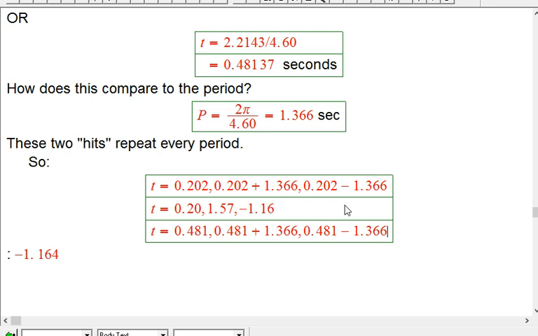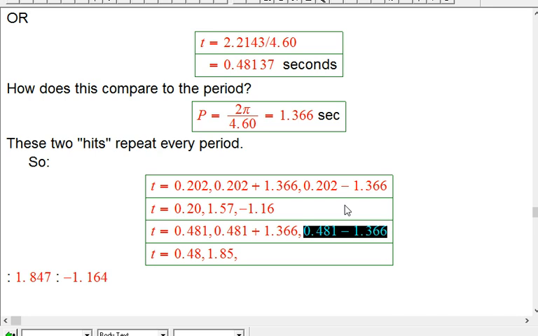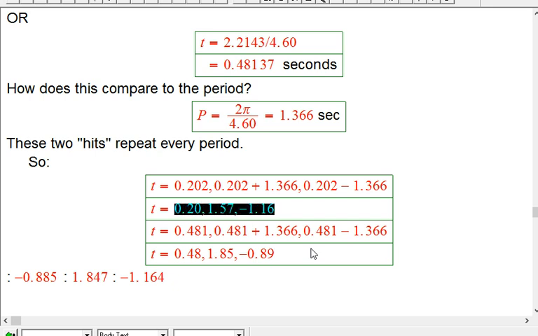And then the other ones, 0.48. Just finishing off with the decimals. So 1.85, let's round it. And this one minus 0.889, let's say. Okay, so there's our 6 solutions. These ones rounded and these ones. And that's how that kind of problem is going to work.